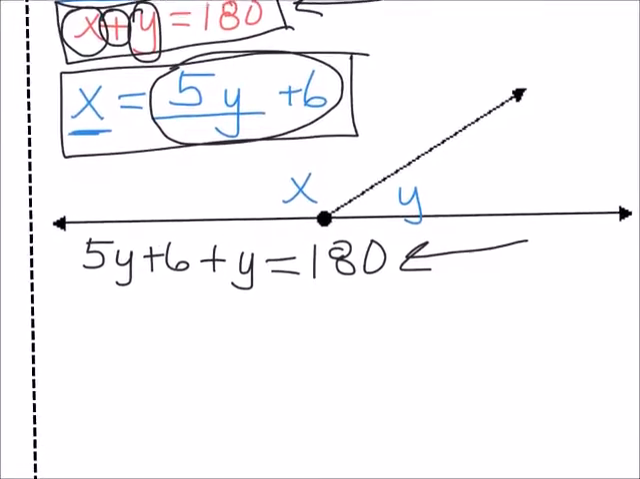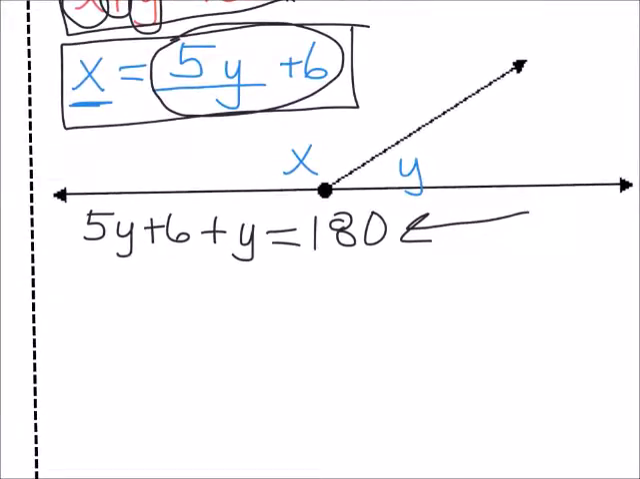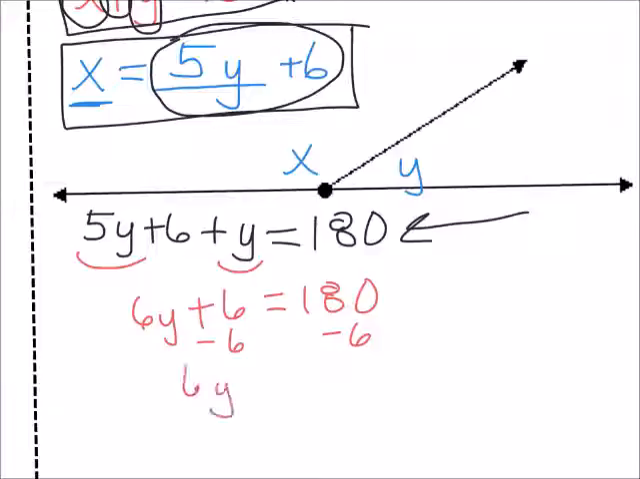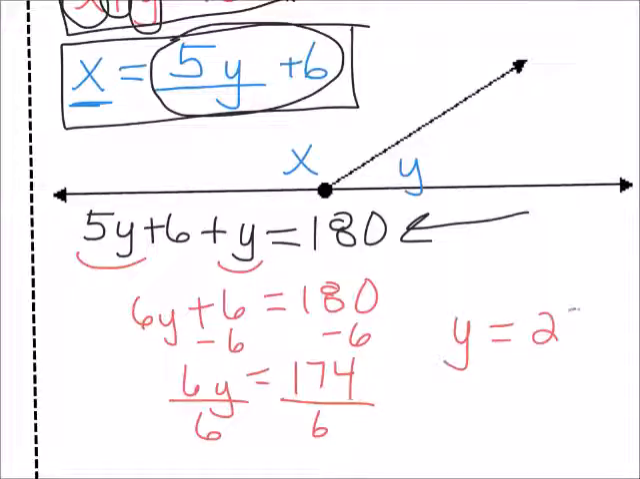So I'm just going to slide my page up a little bit so that I can solve that. And so I'm going to combine my like terms. I have a y and a 5y, so I have 6y plus 6 equals 180. To get y by itself, I first have to subtract 6, and I end up with 6y equals 174. Because y is multiplied by 6, I'm going to divide by 6 on both sides. So when I divide 174 by 6, I get 29. So y equals 29.